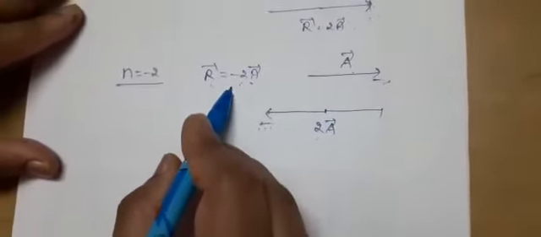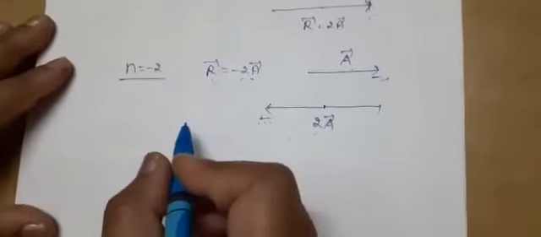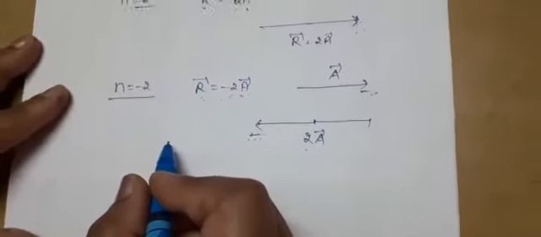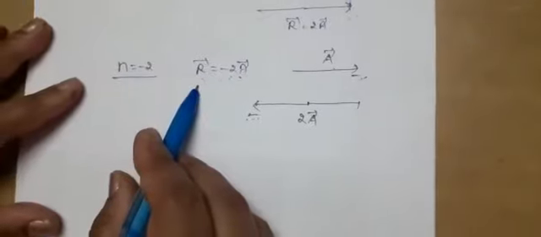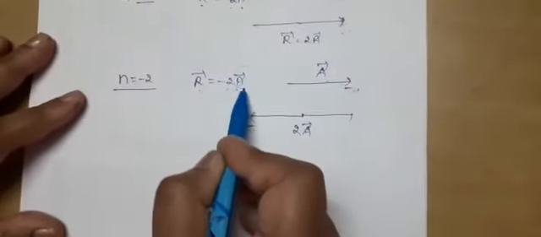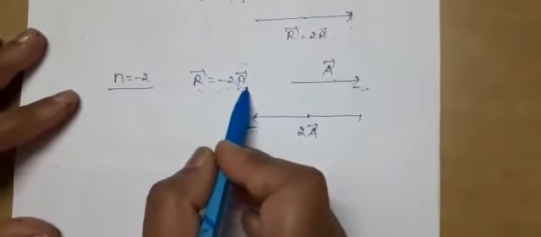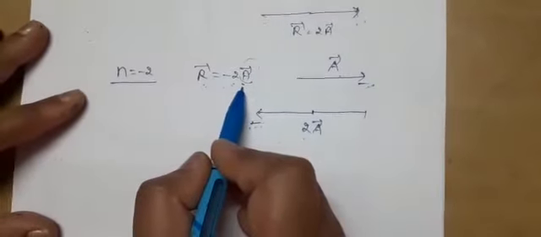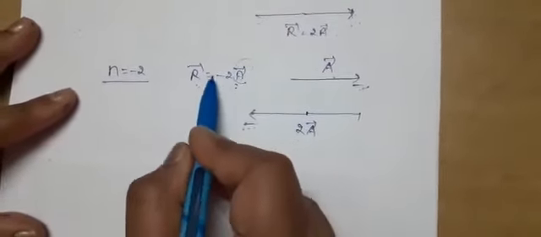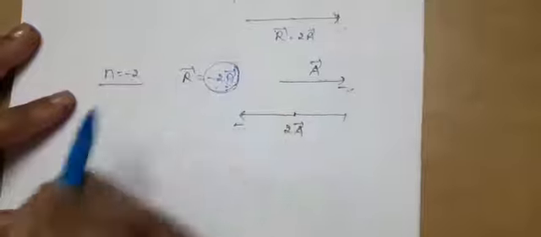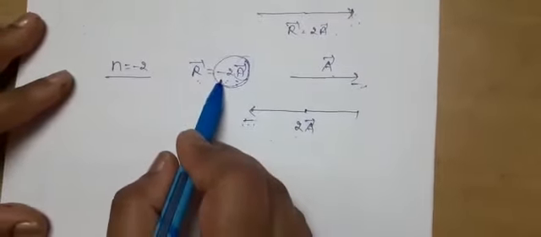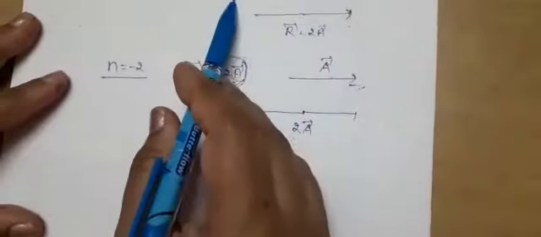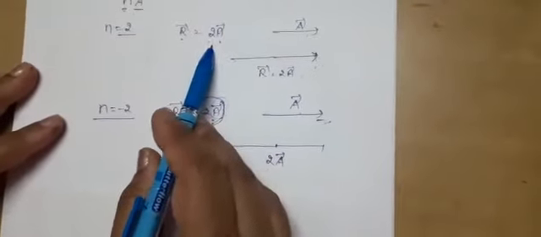Negative sign indicates direction, and n can be positive or negative. So it means the direction of the resultant vector depends upon the direction of A or that of its opposite. So it depends upon the resultant vector which we are getting. If its value is negative, it means the direction will be reversed. If the value is positive, that means the direction will be the same.